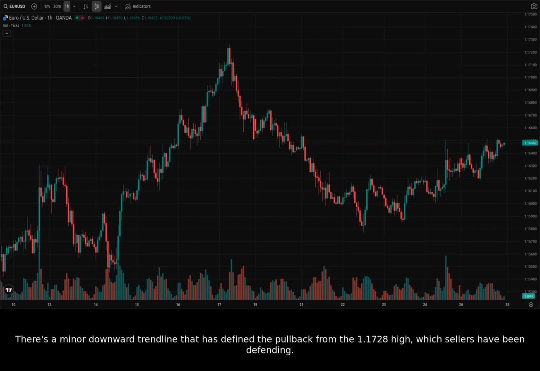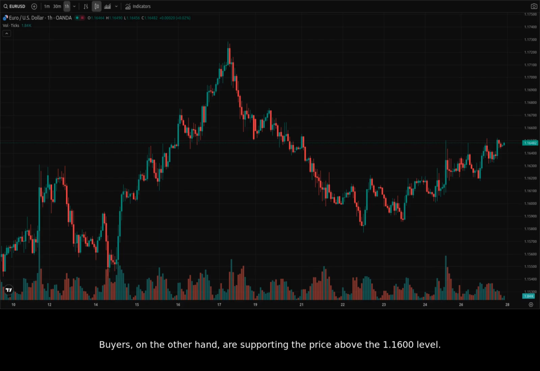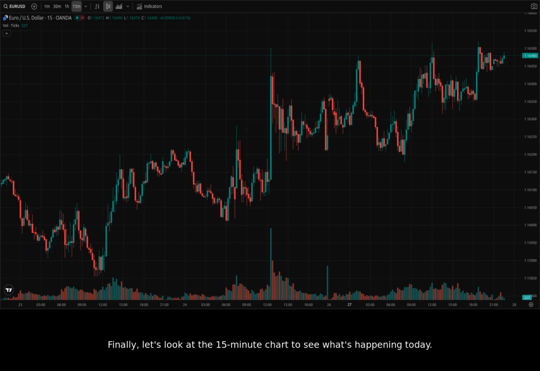There's a minor downward trend line that has defined the pullback from the 1.1728 high, which sellers have been defending. Buyers, on the other hand, are supporting the price above the 1.1600 level. Finally, let's look at the 15-minute chart to see what's happening today. As you can see, volume is relatively light, and the price is locked in an extremely tight range. This is the calm before the potential storm.